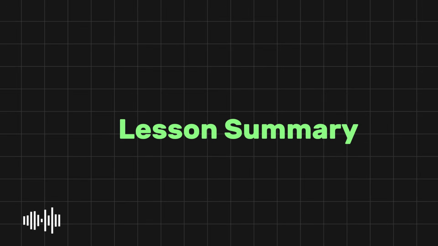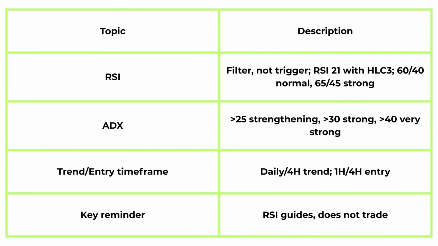Lesson summary. Let's summarize what we learned today. In swing trading gold, RSI is a filter, not a trigger. Use RSI 21 with HLC3 as the source. Adjust RSI levels according to the trend. Use 60 and 40 for normal conditions and 65 and 45 for strong trends.